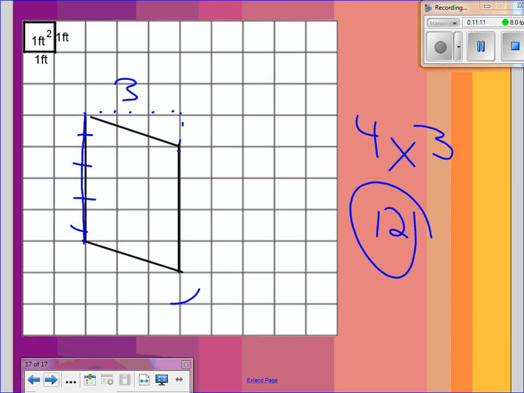Hopefully this helped. I want you to understand what the formulas are, because when you take your MCA in about 5 to 6 weeks, you will need to know how to use those formulas, okay?